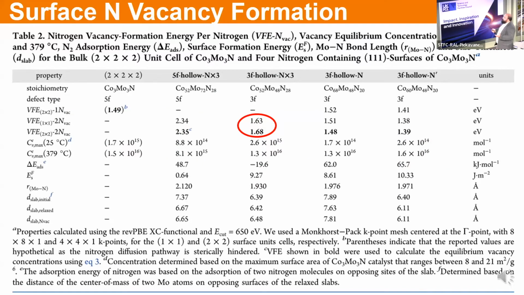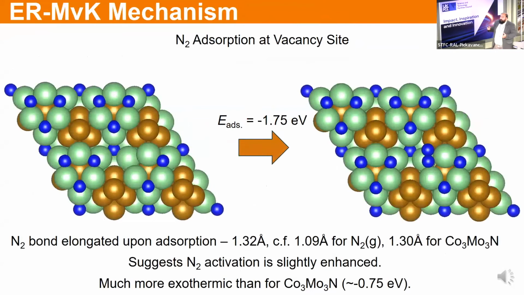So as we know experimentally, we do get a large formation of nitrogen vacancies. So again, this implies that it would seem reasonable, not outside the bounds of possibility, that we could have the formation of nitrogen vacancies on the surface of the iron molybdenum nitride system, and that could enable this Mars van Krevelen type mechanism, which I'm going to discuss now.